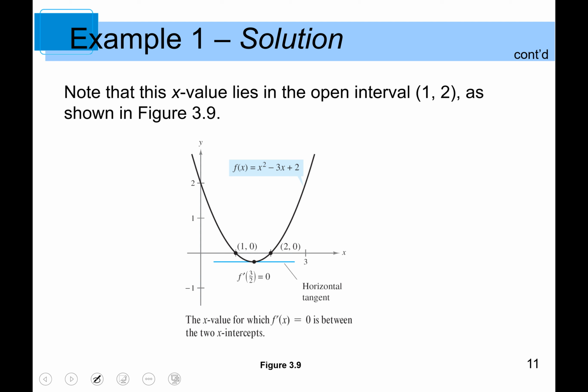Now I'm going to show you the graph. This is how it looks after we graph f of x equals x squared minus 3x plus 2. And (1, 0) and (2, 0) are symmetric about the line of symmetry, right? And we see a horizontal tangent occurs here, and that yields the minimum. In this case, it's global. It's a global minimum for the whole function. Okay.